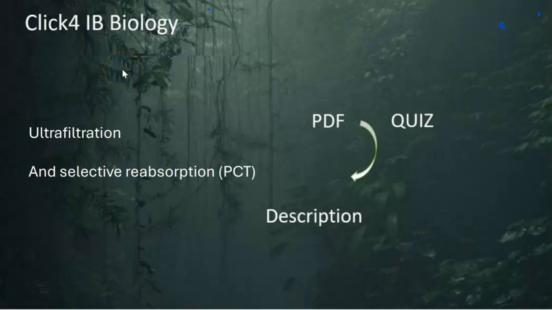We are studying topic D 3.3, homeostasis. We're looking at the functioning of the kidney in osmoregulation and excretion. And in this video, we're going to look at ultrafiltration and selective reabsorption in the proximal convoluted tubule.